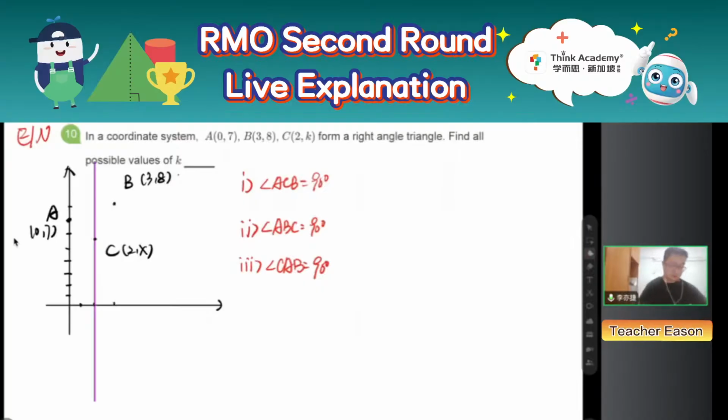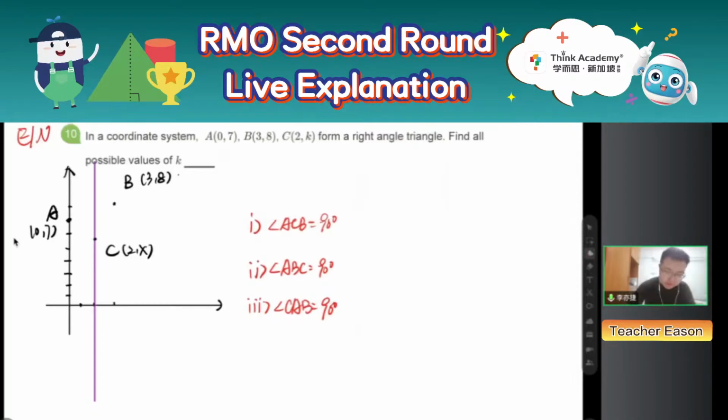So how to solve? We can use the Pythagorean theorem if we don't know vectors. First, we can just express the squares of the three sides. First, AC squared equals 2 minus 0 squared plus 7 minus x squared, because this one is 2. If you expand it, it's x squared minus 14x plus 49 plus 4, which is 53.